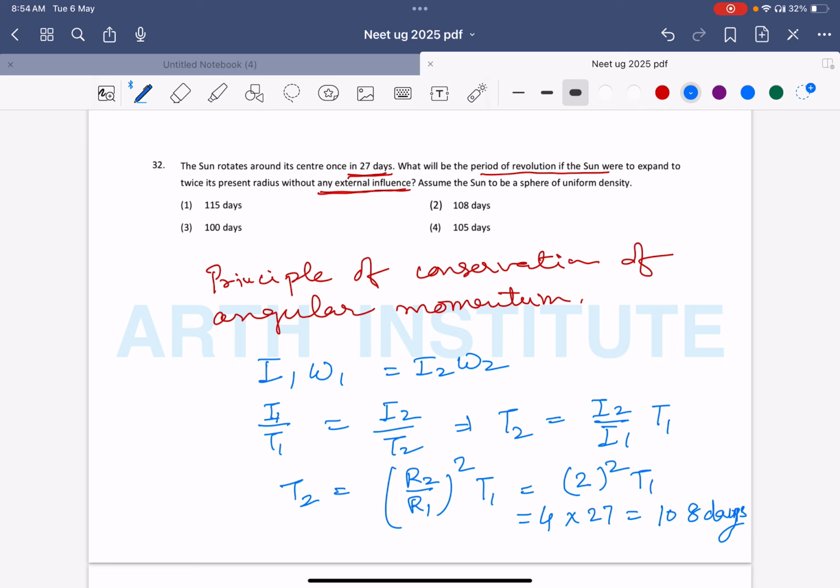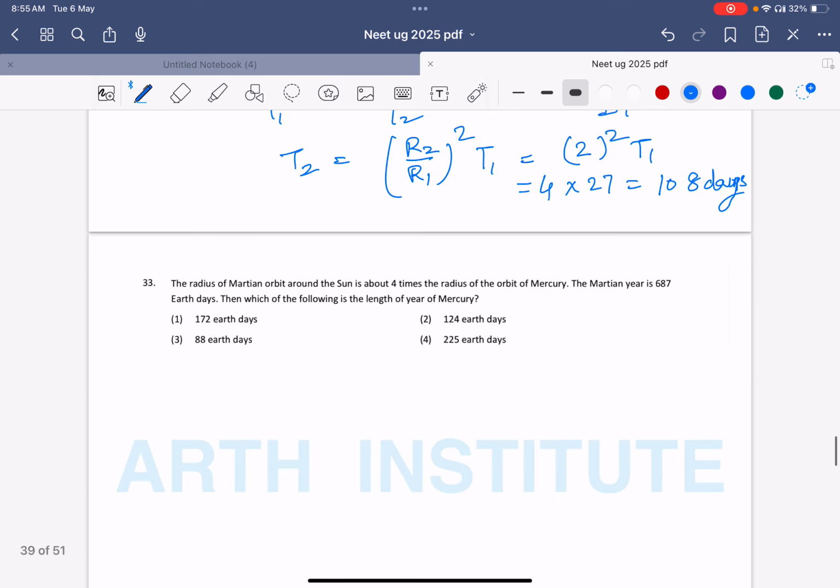So this is a moderate question. So the correct answer is second. Okay, based on principle of conservation of angular momentum. So mass is constant and no external influence.